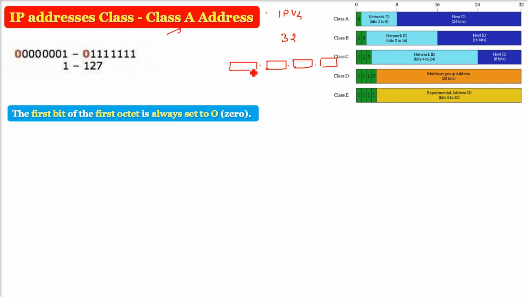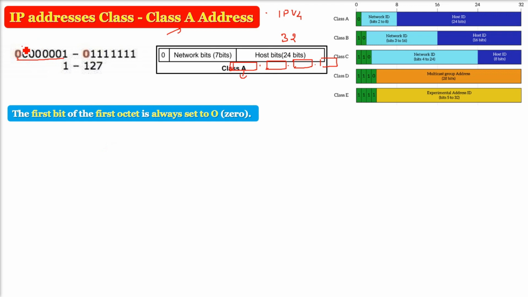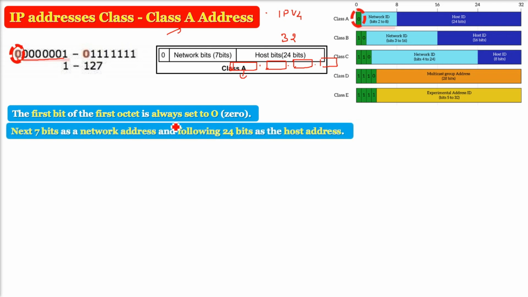So if you take the first 8-bit group, from the left, if the first bit of this whole IPv4 address is fixed as 0, then the numbers being formed are called class A addresses. They will fall in class A address.